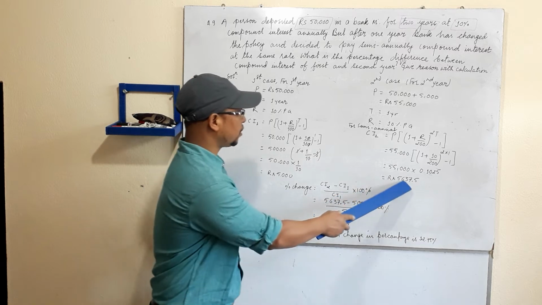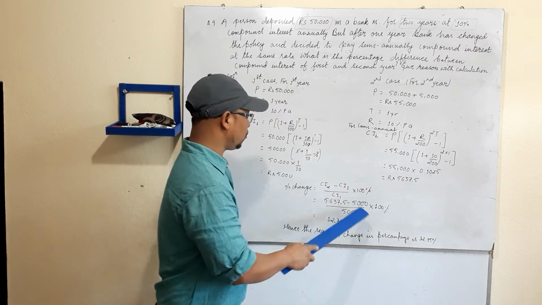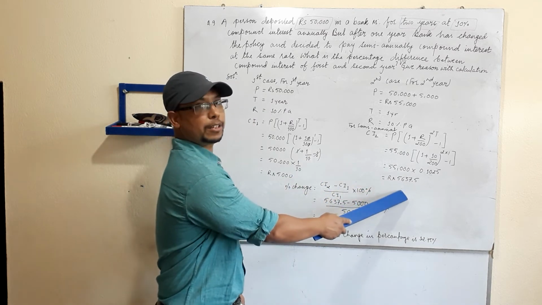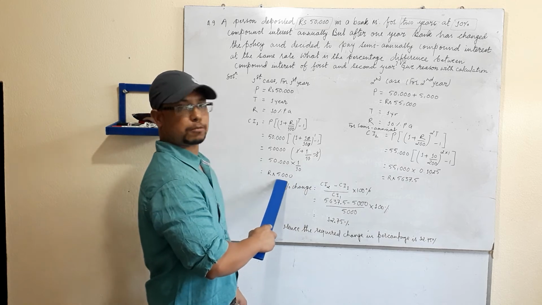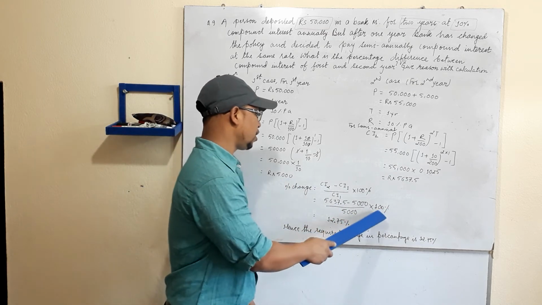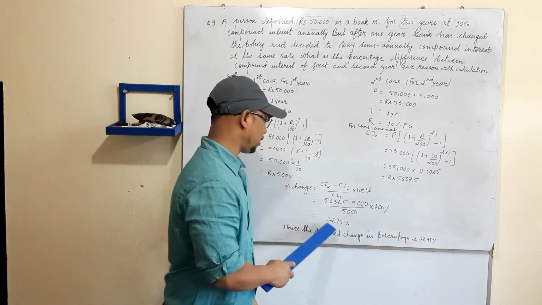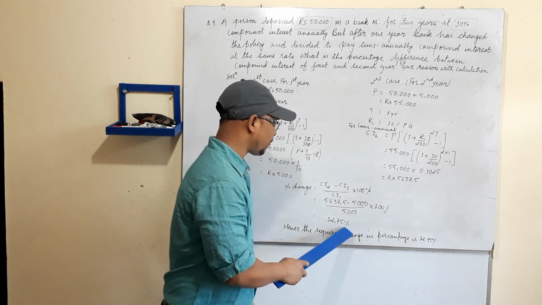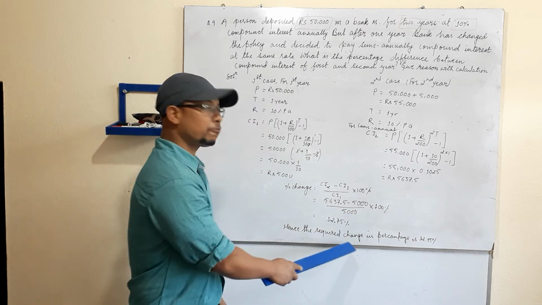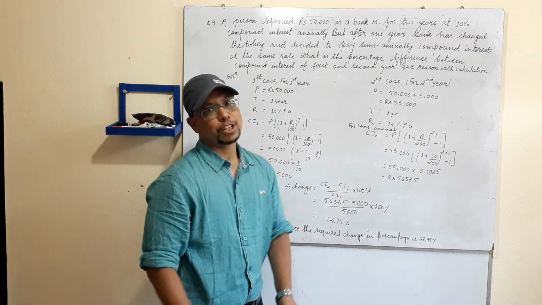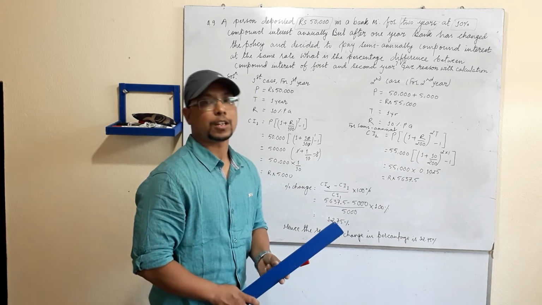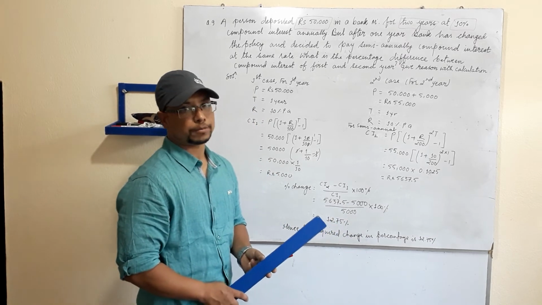This gives you this value minus this value whole divided by this value, not this value, right? Because the initial or original value is this one. So this divided by this into 100. If you calculate this whole, it gives you 12.75%. Hence the required change in percentage is 12.75. Now let's do question number 10.